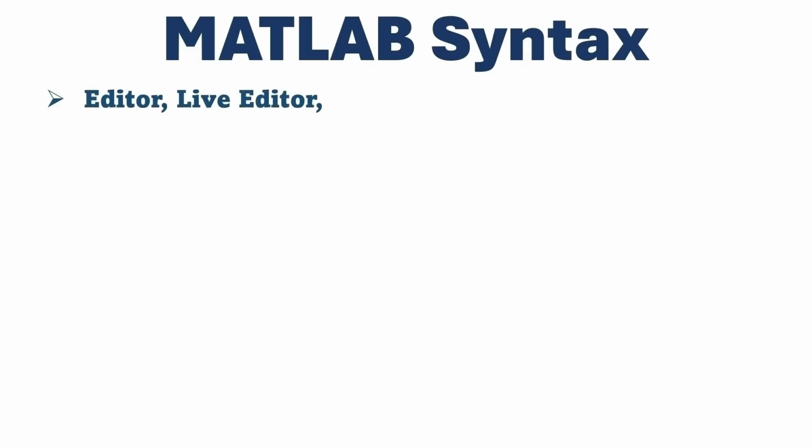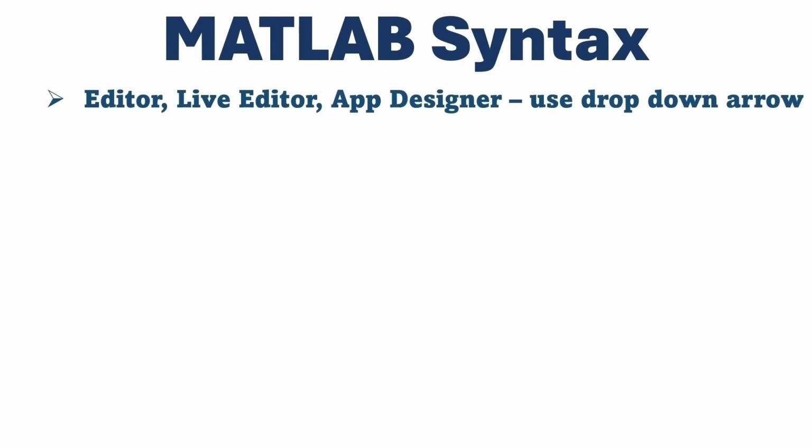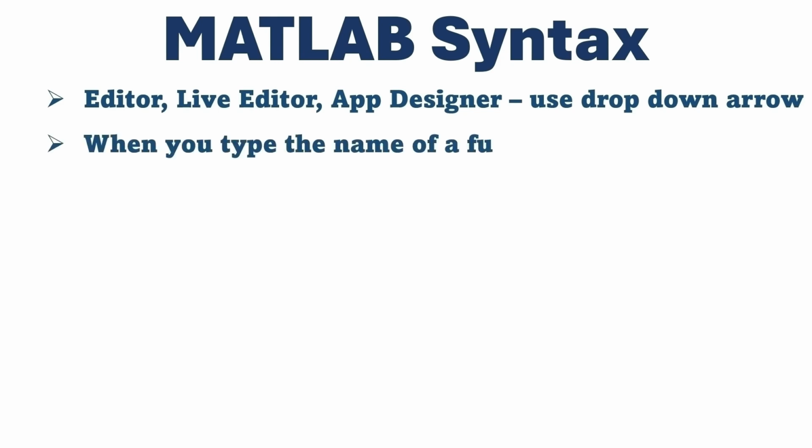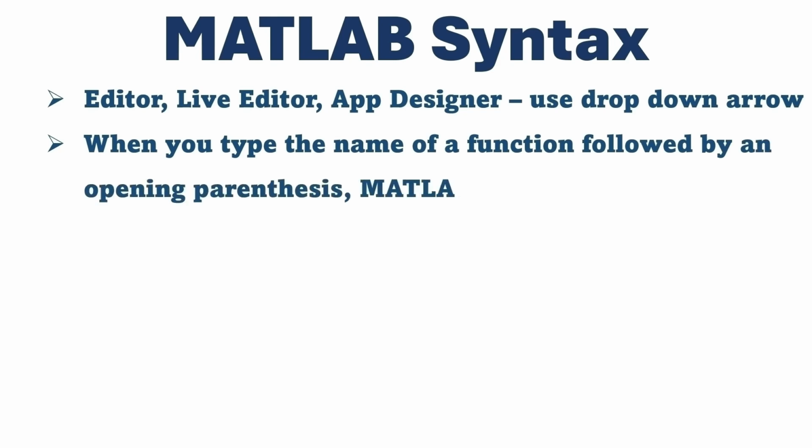MATLAB syntax in the editor, Live Editor, App Designer, and MATLAB Online command window. If a function has multiple syntaxes, you can use the drop-down arrow to the right of the syntax to show all available syntaxes. Alternatively, use Ctrl plus down arrow to show and hide the additional syntaxes. When you type the name of a function followed by an opening parenthesis, MATLAB shows the basic syntax information for the function.